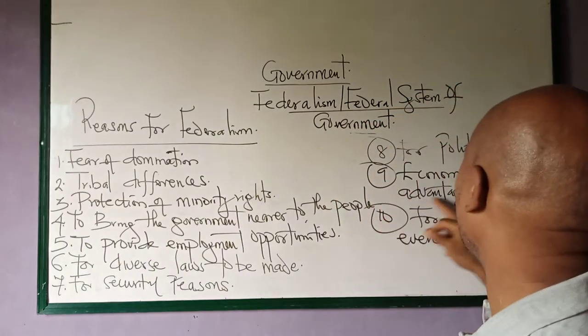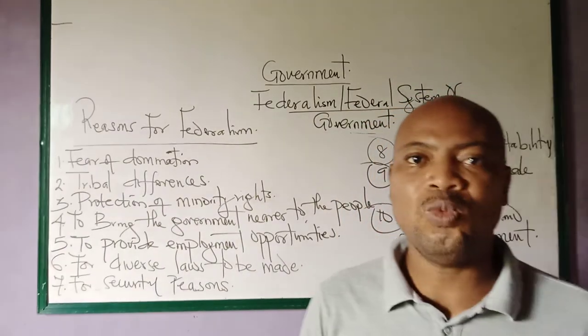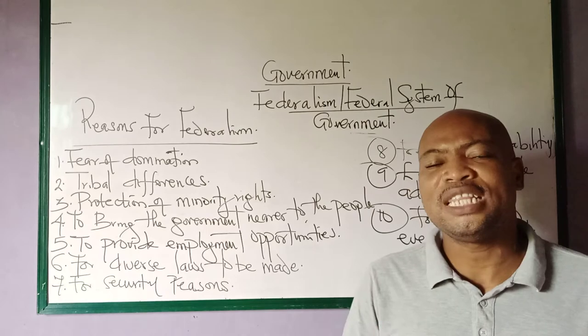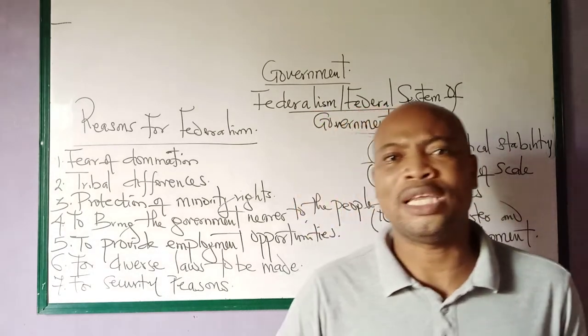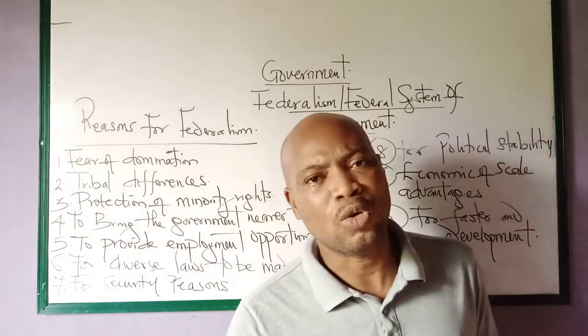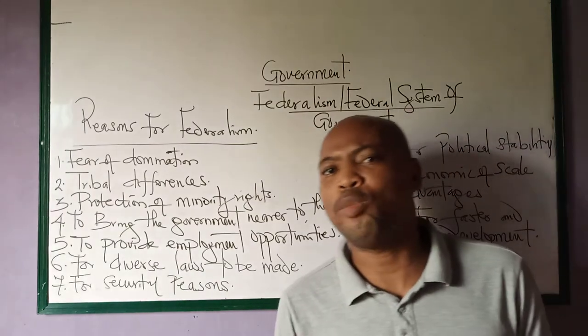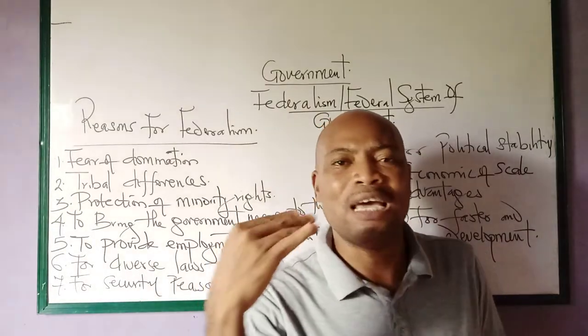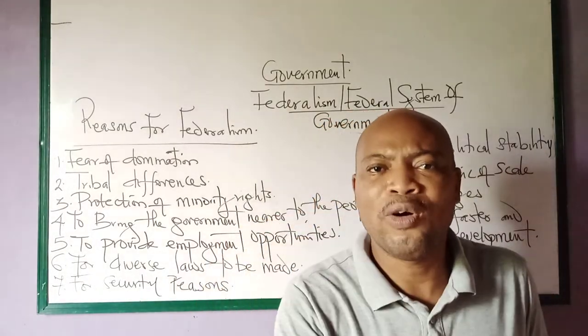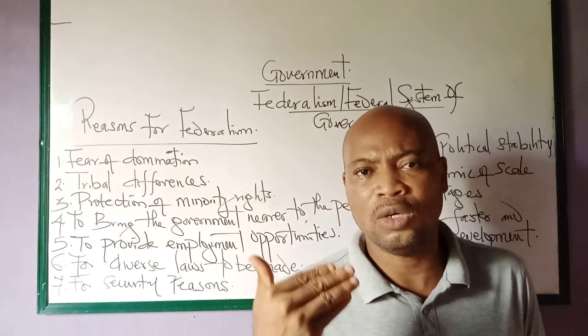Then number nine, economic or scale advantage. In a country where federalism is adopted, they will always produce goods on larger scales. And what does that mean? It will create what we call economic of scale advantage, thereby providing what? More foreign exchange for the country.